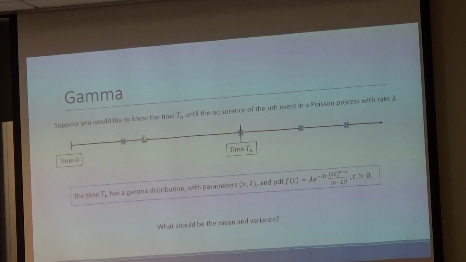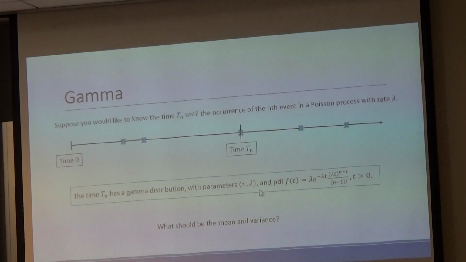Plus the mean time for this second customer to arrive is 1/λ, so 2/λ. Plus the mean time for this third customer to arrive is 3/λ, right? 3 customers, each one on average takes 1/λ to arrive, so 3/λ, or in general, n/λ.